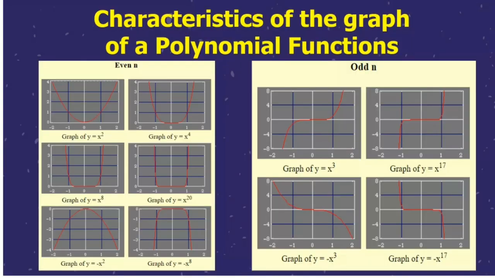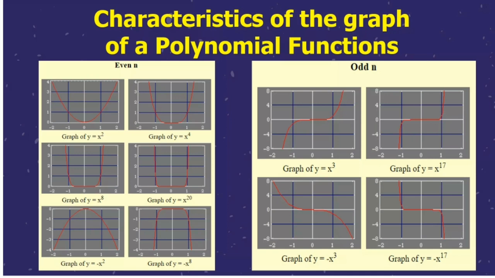So I want you to take a look at the given graphs. The graph of y is equal to x squared. As you can see, the leading coefficient is positive and the degree is even. So the end behavior of the graph is upward. It resembles a parabola. Now, if the leading coefficient is negative and the degree is even, the end behavior of the graph is downward, or it is falling to the left and falling to the right.